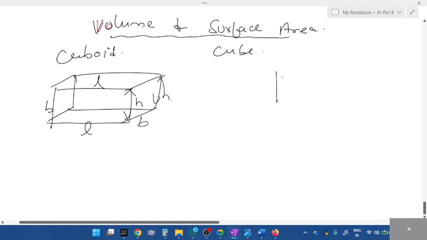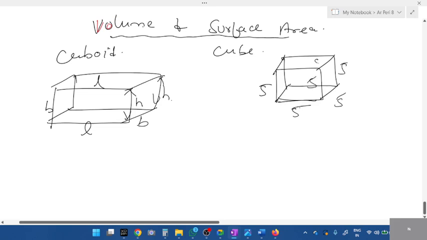Right. Next, cube. When it comes to cube, even that is a 3D figure, but exactly all the sides will be equal, students. Look, all the sides are equal in a cube. If this is 5, all the sides are 5 centimeters. 5, 5, 5, everything will be 5. Okay, now we have three things here.